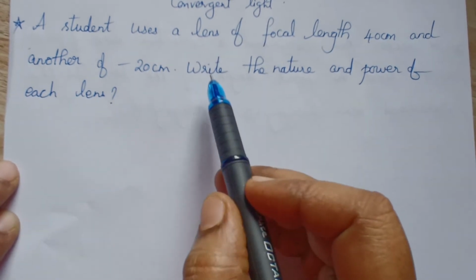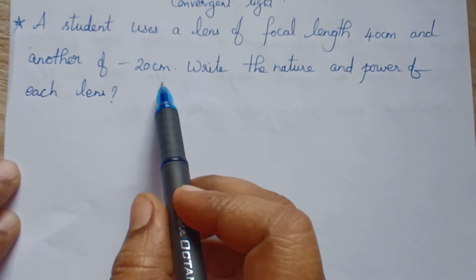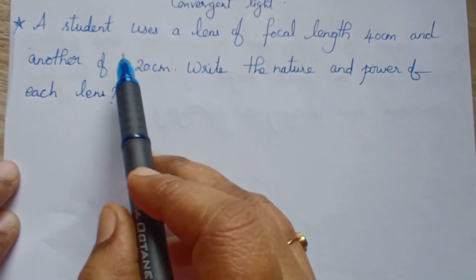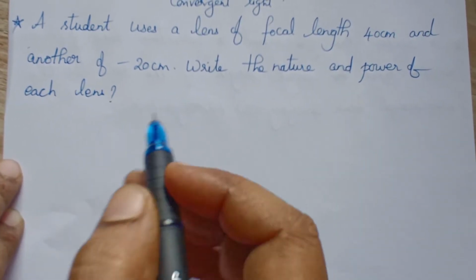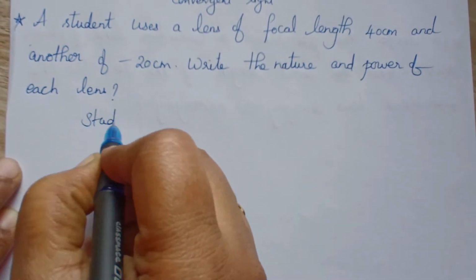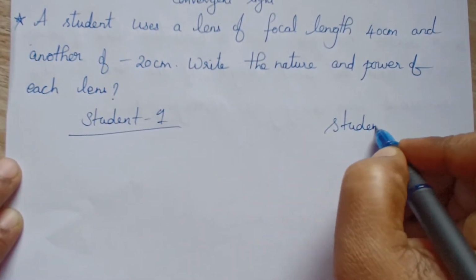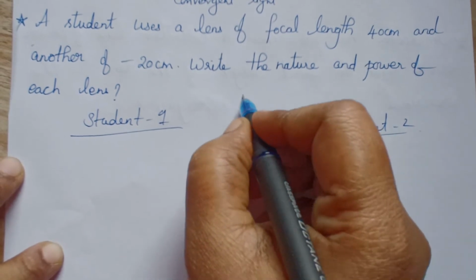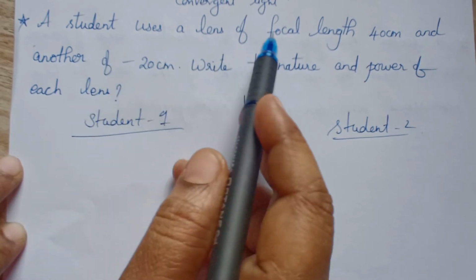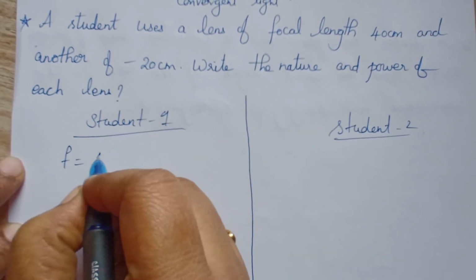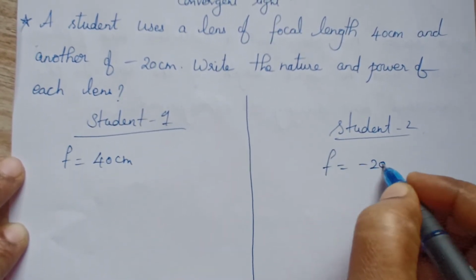Next one: a student uses a lens of focal length 40 centimeter, another of minus 20 centimeter, okay. Write the nature and power of each lens. So this is student 1 and this is student 2, okay. Let's see this. The student uses a lens of focal length f equal to 40 centimeter, and another student f equal to minus 20 centimeter.